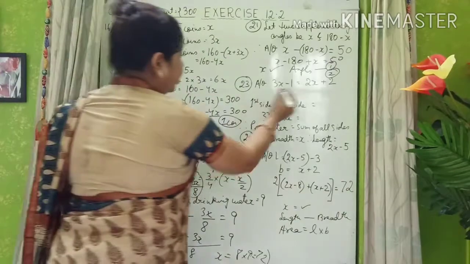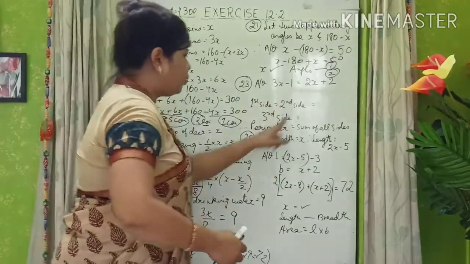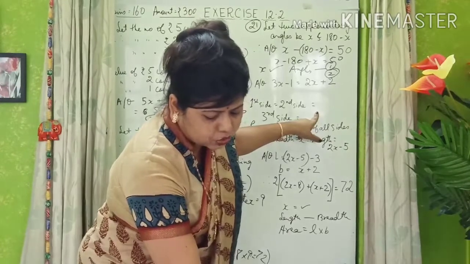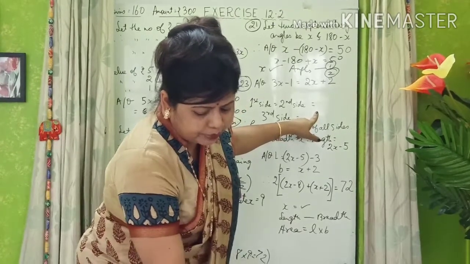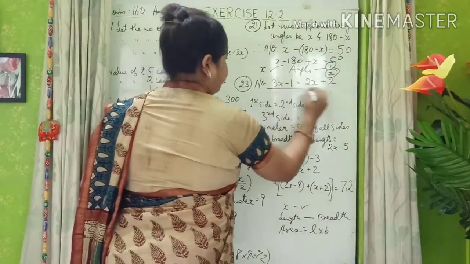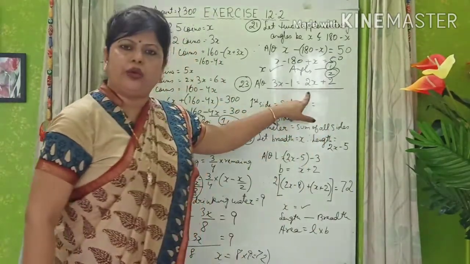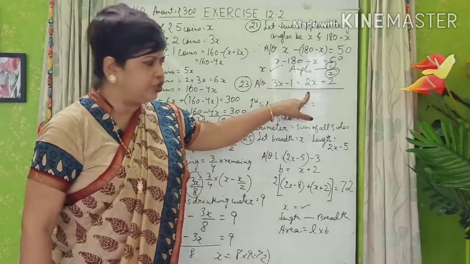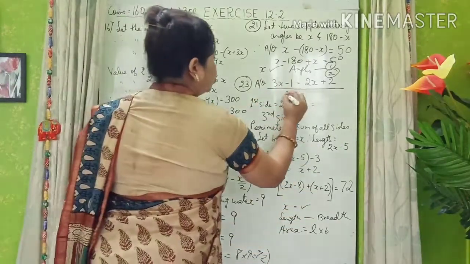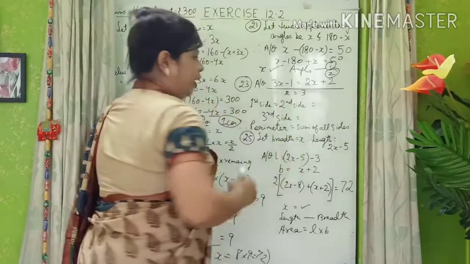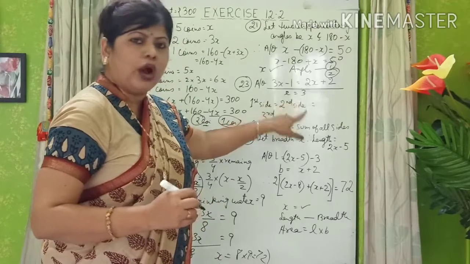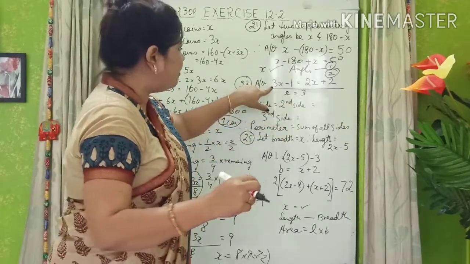So here you see the first side equals the second side. That is 3x minus 1 is equal to 2x plus 2. I just explained, children. From here you can find x: 3x minus 2x, so your x will become 3. Follow? So first side equals second side. So what will be both the sides? Put the value of 3.